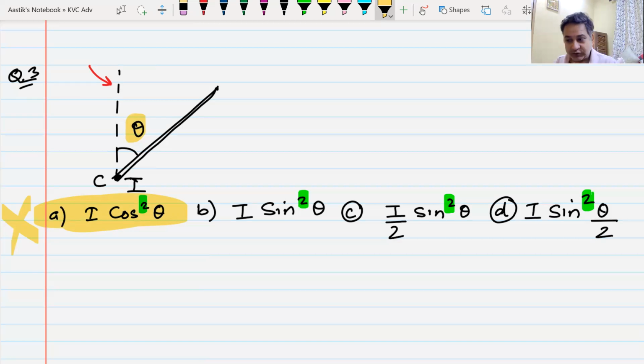Now, the next thing is you can put theta as 90. When theta is 90, when the rod becomes like this, what is the moment of inertia? I. Only one option will give you I. Only one option gives you I. Yes or no? Yes, sir. B. The answer is B.